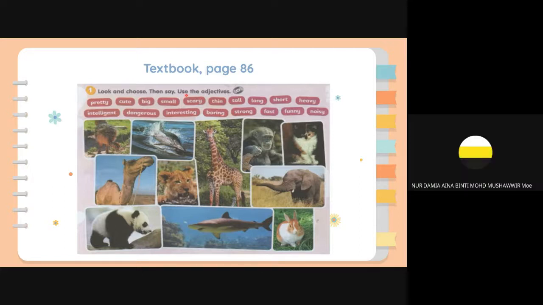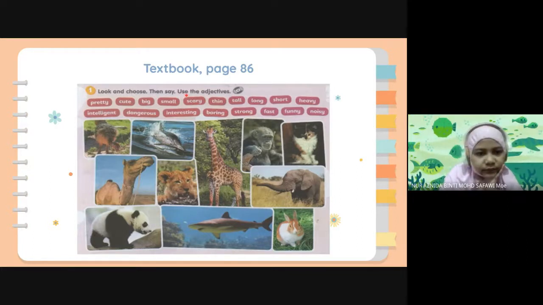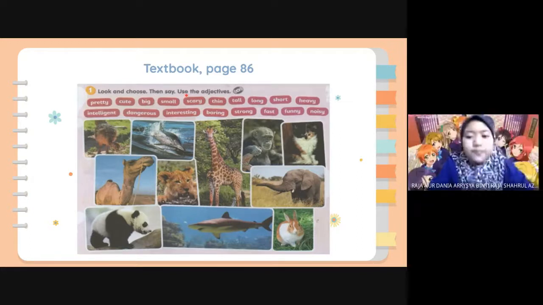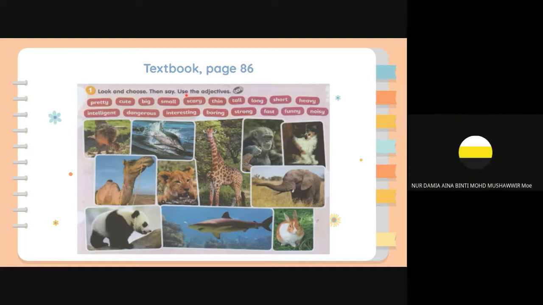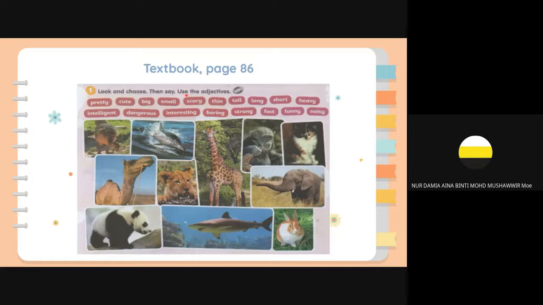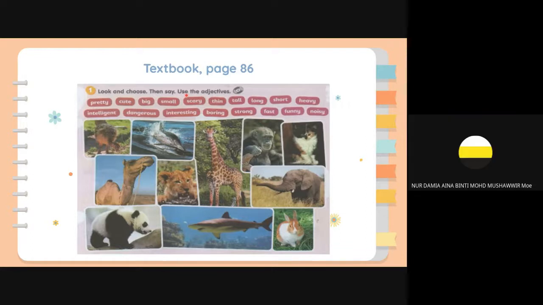Short. Intelligent. Dangerous. Interesting. Boring. Strong. Fast. Funny. My last one, noisy.